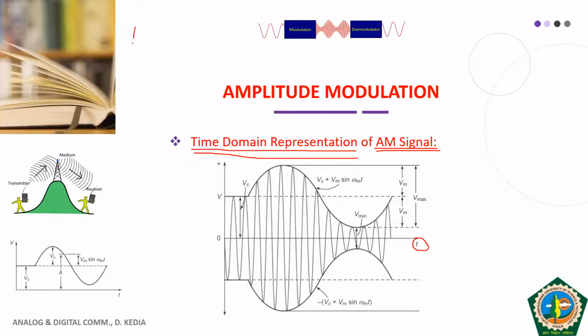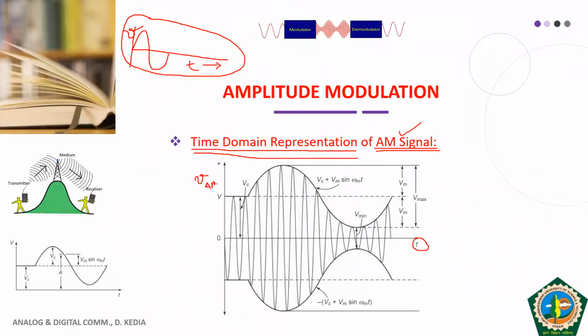So if I ask you to draw a sine wave in time domain, your sine wave looks like this, where the x-axis is time and the y-axis is amplitude, say some voltage V. This is the time domain representation of the sine wave. What I have shown in this slide is the time domain representation of the AM signal, where the x-axis is time and the y-axis is the instantaneous value of the voltage of the AM signal, that is VAM.